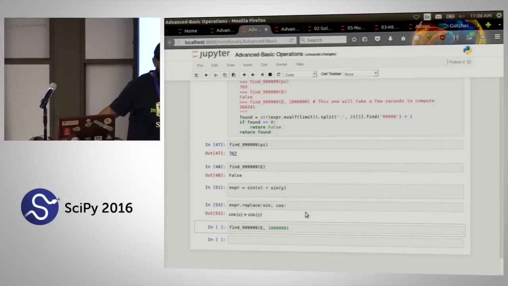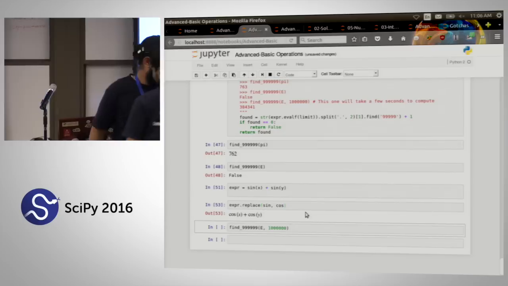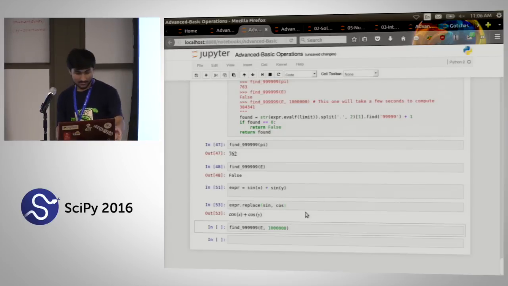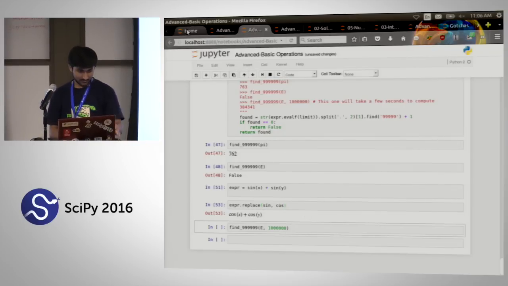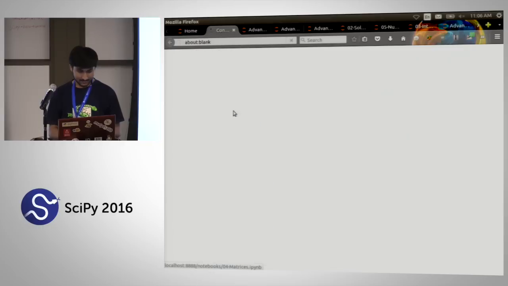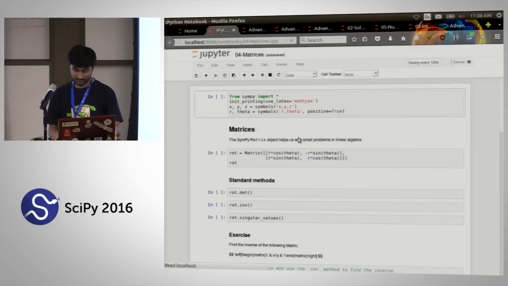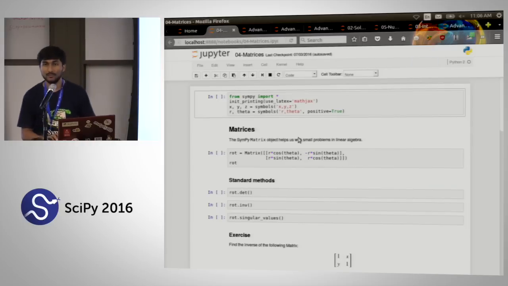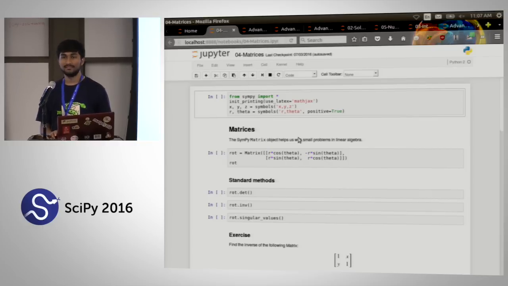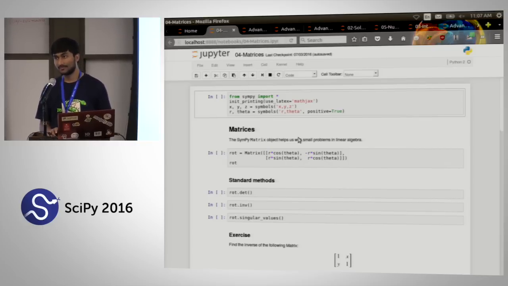Next up, Amit will be teaching you something about matrices. So I'll be talking about matrices, and after that, Aaron will be talking about code generation capabilities of SymPy, and then Ondrej will show you some real-life examples of using SymPy.